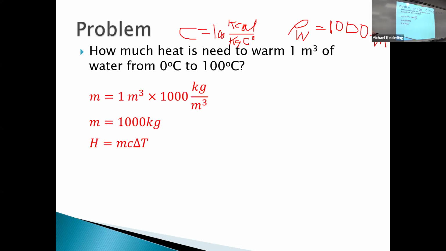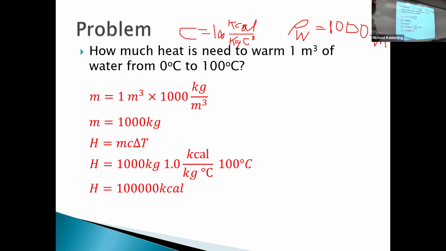The heat is going to be mass times heat capacity times delta T. Well, we're going from 0 degrees Celsius to 100 degrees Celsius. So delta T is 100. Our mass is 1,000 kilograms. And our heat capacity is 1 kilocalorie per kilogram degree Celsius. So 1,000 kilograms times 1 kilocalorie per kilogram degree Celsius times 100 degrees Celsius is 100,000 kilocalories, or 1 times 10 to the 5 kilocalories.